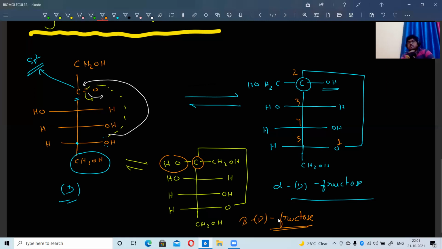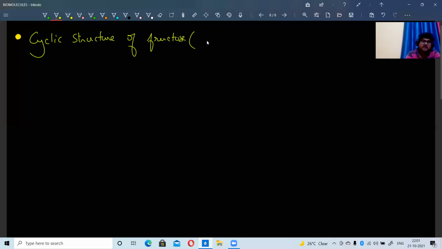Now again, you have to draw the cyclic structure with the Haworth projection. So just write down the next one, which is again the cyclic structure of fructose, but in the Haworth projection.